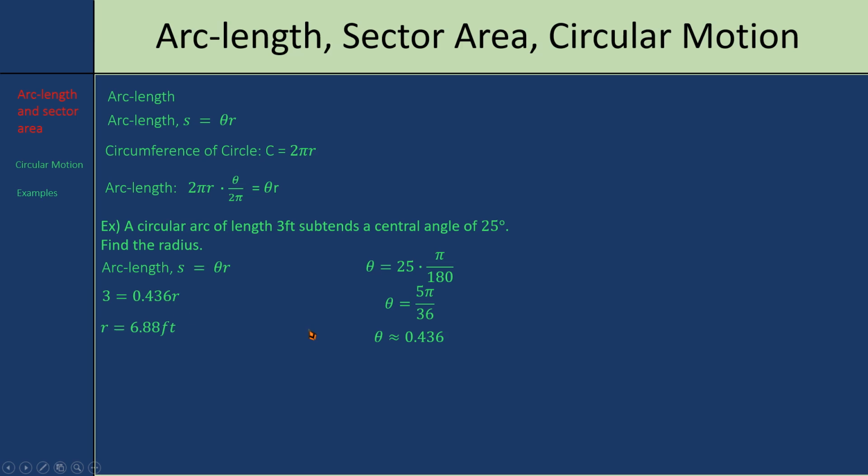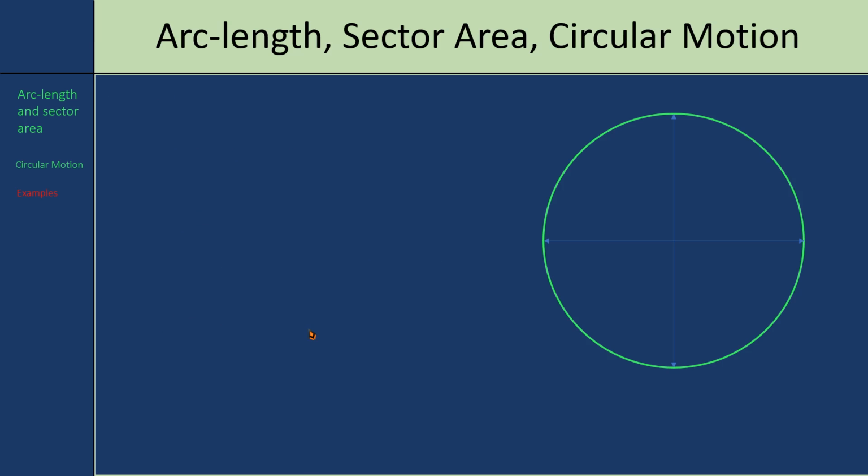And divide that. Radius is 6.88 feet. Now we're talking about sector area. Again, you have an angle in your circle. Say that angle is theta. The space that that angle takes inside that circle is called the sector area, right?